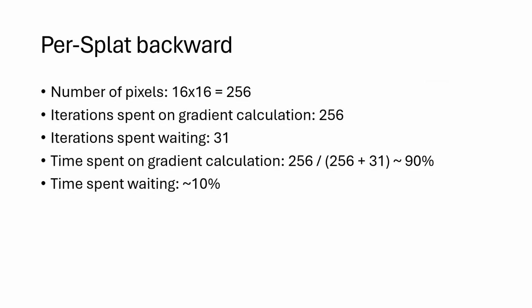Due to 256 pixels per tile and 32 threads per warp, every thread spends 90% of its iterations processing gradients and only 10% of its iterations waiting. Considering a complete elimination of repetitive atomics and a higher degree of parallelism, this small trade-off is highly beneficial.